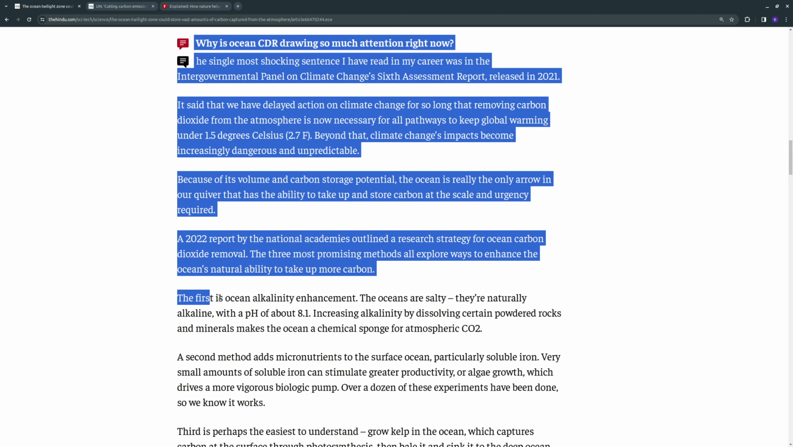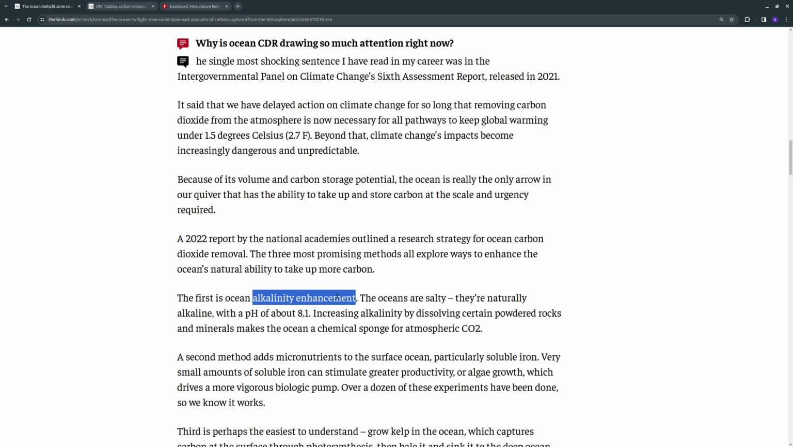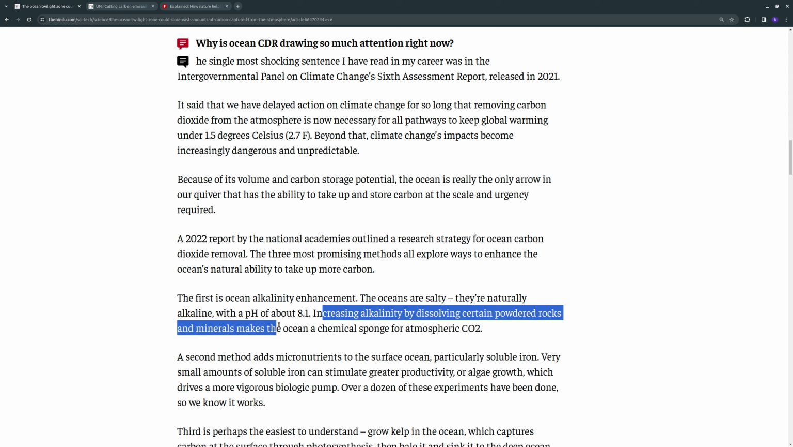So here, the first one is ocean alkalinity enhancement. The oceans are salty. They are naturally alkaline with a pH of about 8.1. Increasing alkalinity by dissolving certain powdered rocks and minerals makes the ocean a chemical sponge for atmospheric carbon dioxide. So increasing the alkalinity of the ocean by dissolving certain powdered rock is indeed a solution that was discussed in the news. So again, that answers one of the statements in the question.